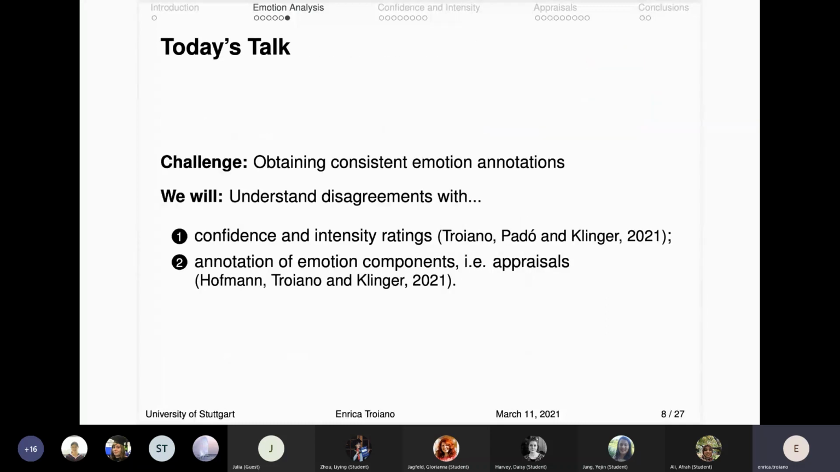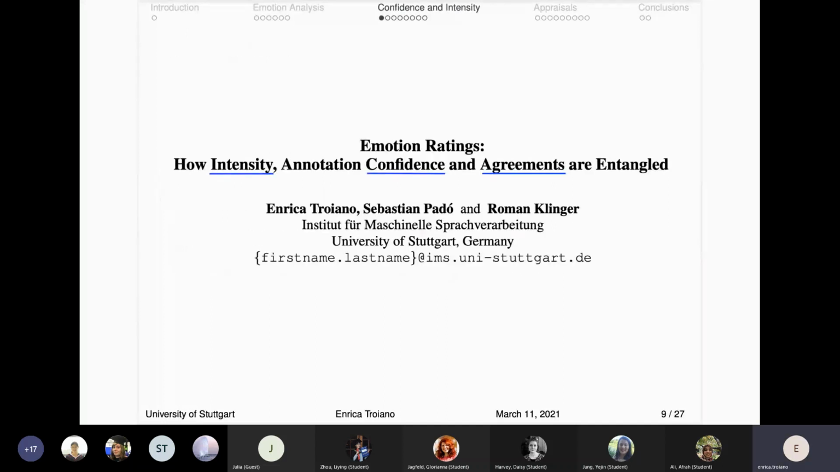Collecting consistent annotations in emotion analysis is pretty difficult. And today we will take on this challenge, and we will start by considering the effect of confidence and intensity ratings on disagreements about emotions. And next we will consider the disagreements that arise when annotating emotion components, the appraisals that I mentioned earlier. So the first of these works is a joint work with my two supervisors, and that's what we describe in a paper called "Emotion Ratings: How Intensity, Annotation Confidence, and Agreements Are Entangled."